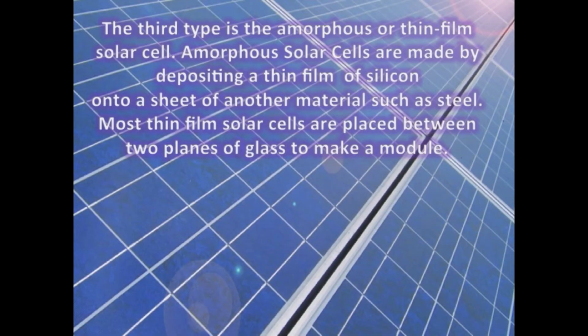The third type is amorphous or thin film solar cell. Amorphous solar cells are made by depositing a thin film of silicon onto a sheet of another material such as steel. Most thin film solar cells are placed between two planes of glass to make a module.